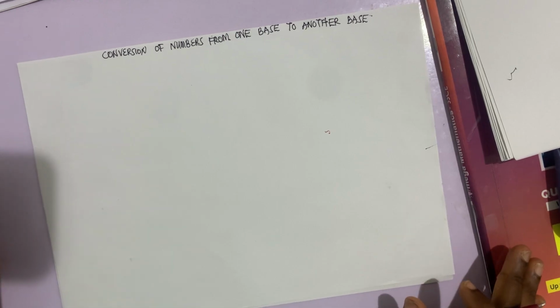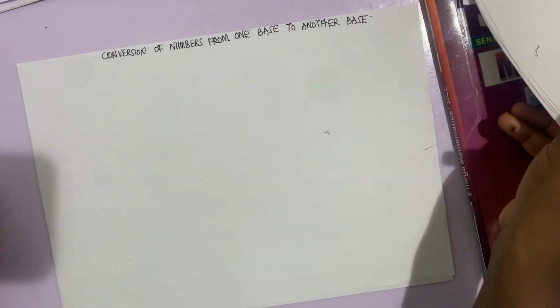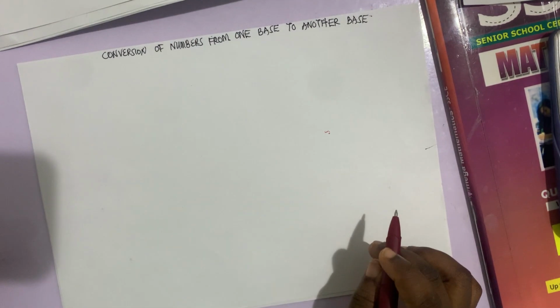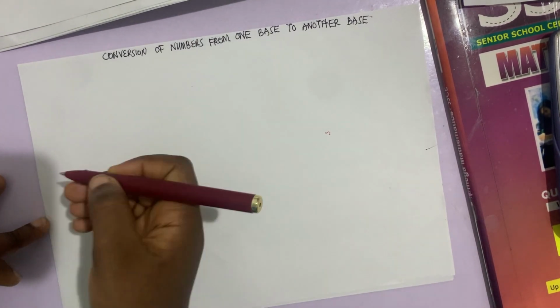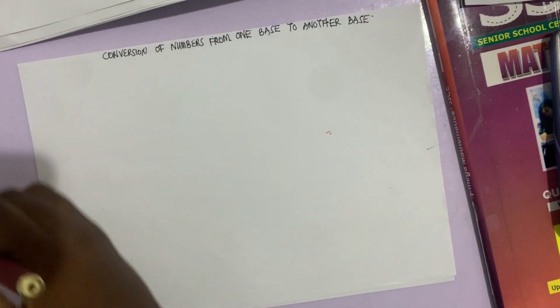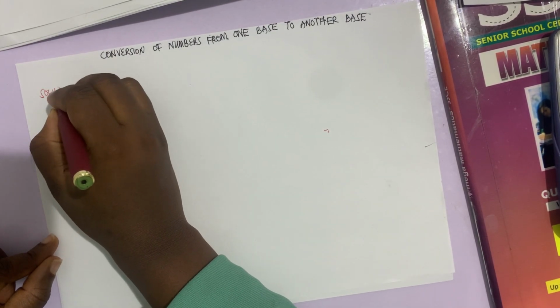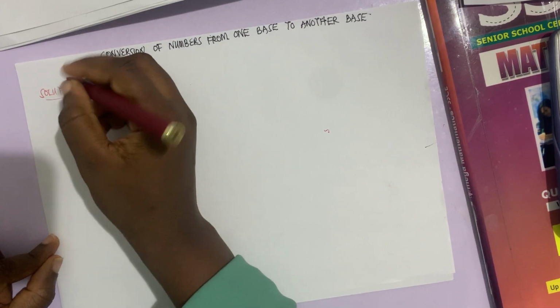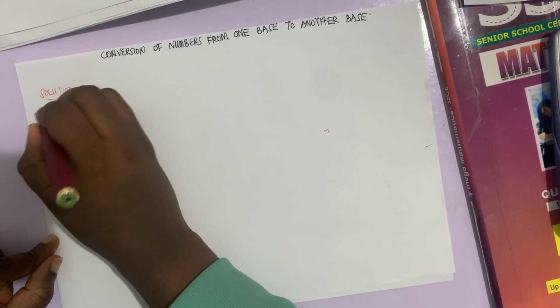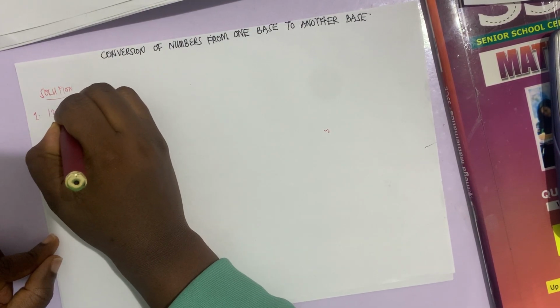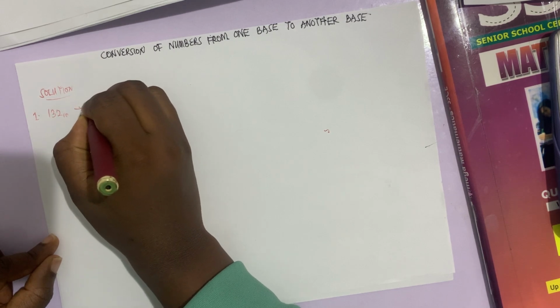So today we'll be looking at conversion of numbers from one base to another base. But before we continue, as it is our tradition, we are going to solve the take-home question from the last video. Solution to the take-home assignment. The first question is to convert 132 base 10 to a base 5 number.